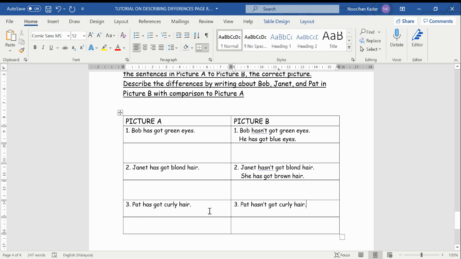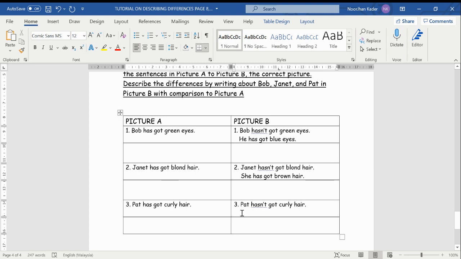She has got straight hair, sorry. So we have to describe the differences by refuting the sentence, which describes Pat as having curly hair. So you have to refute or deny the description of Pat. That's why you have to use the word hasn't. So Pat hasn't got curly hair. Oh, this one I'm actually supposed to do here. Okay, never mind. We will change afterwards.